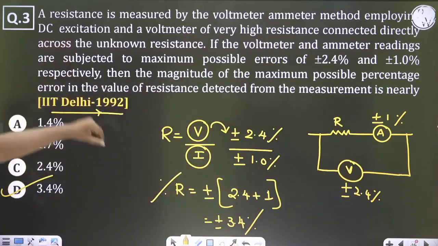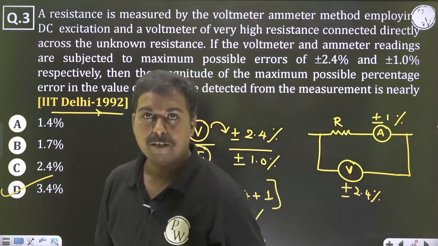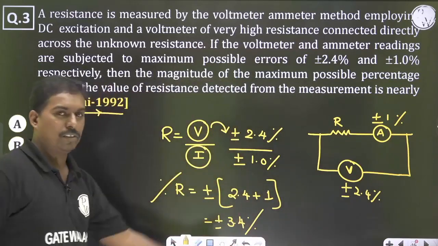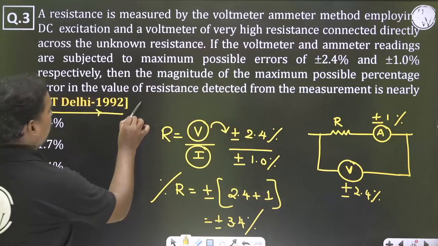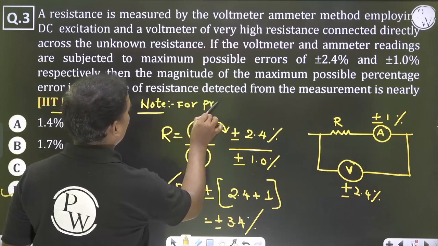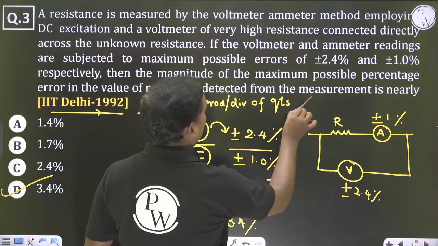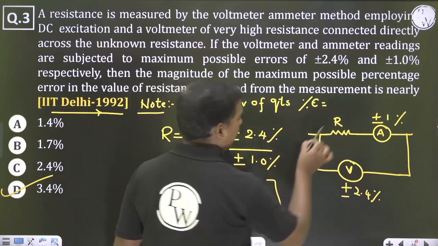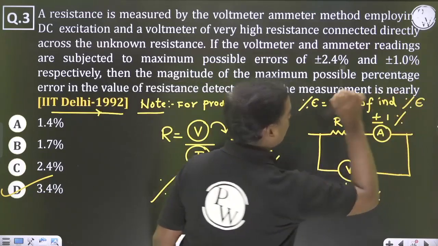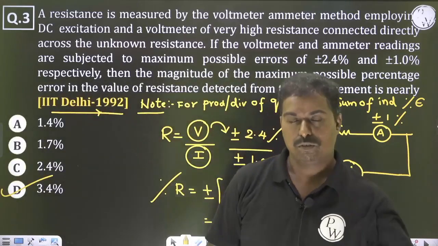The question looks lengthy, but the tricky point is this: when you are taking the product of quantities, or the division of quantities, the resultant percentage error is equal to the sum of their individual percentage errors. Please make a note of this point. For product or division of quantities, the percentage error is the sum of the individual percentage errors. This we have already seen in the lecture just before.